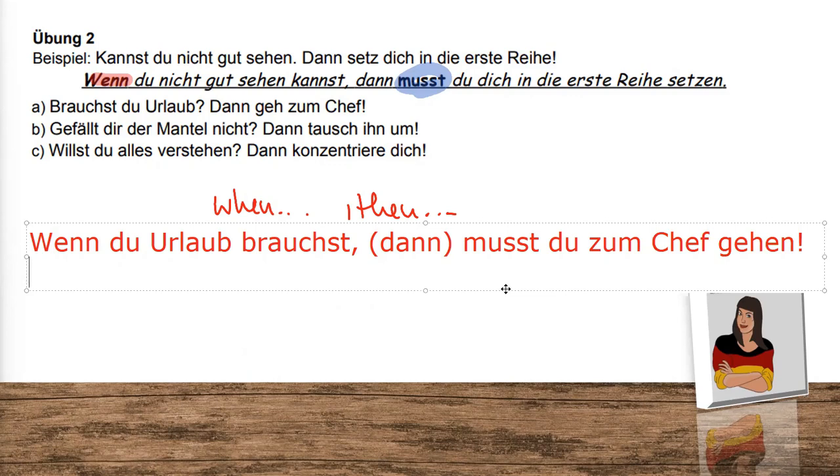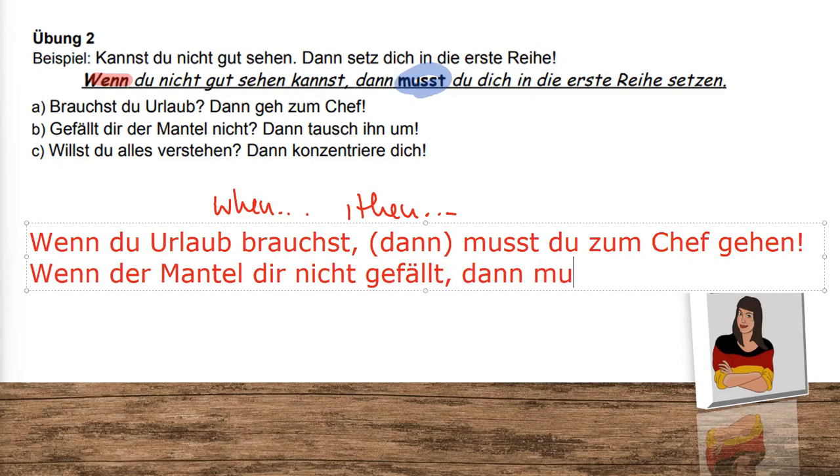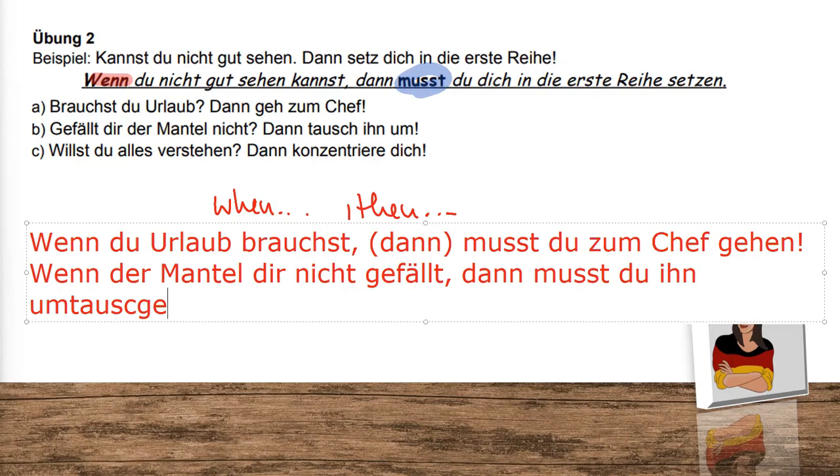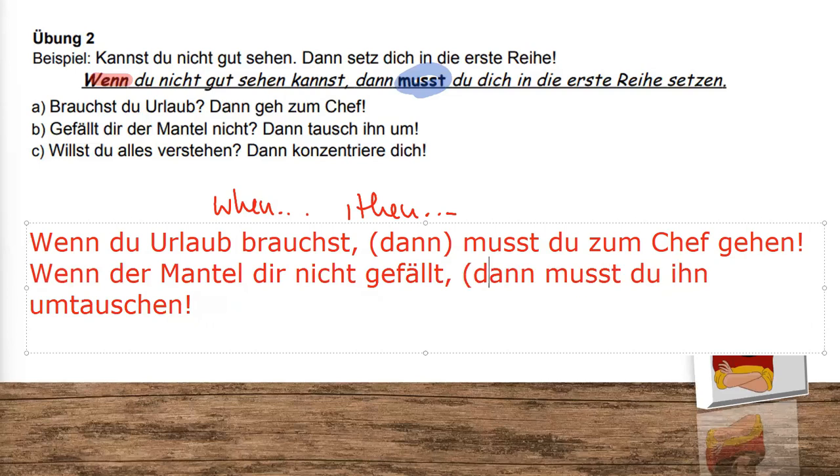Gefällt dir der Mantel nicht? Dann tausch ihn um. Don't you like the coat? Then exchange it. Wenn der Mantel dir nicht gefällt, dann musst du ihn umtauschen. And of course, the "dann" is optional, just to make it more clear.